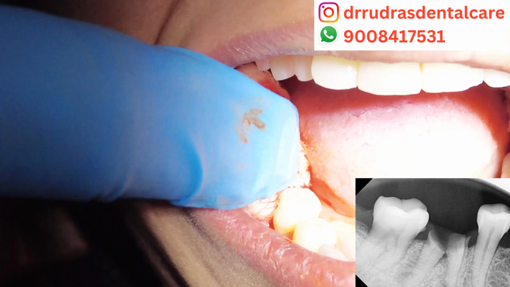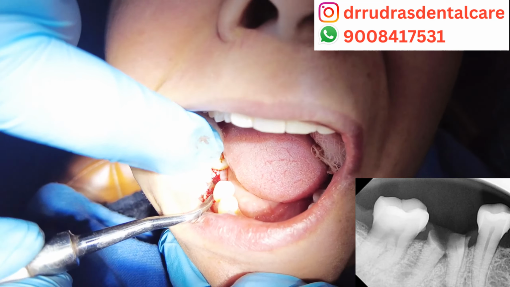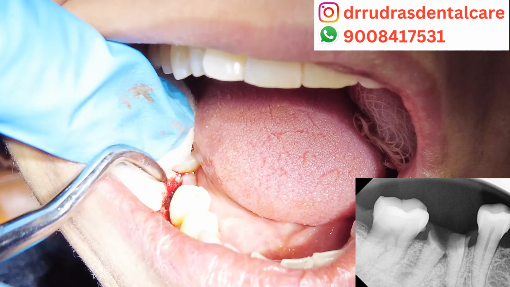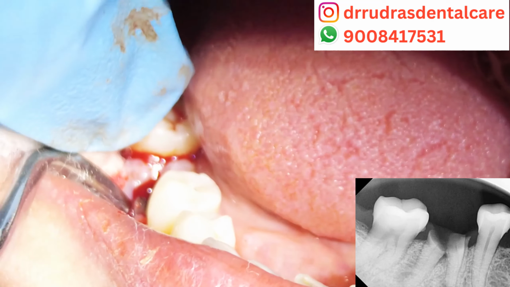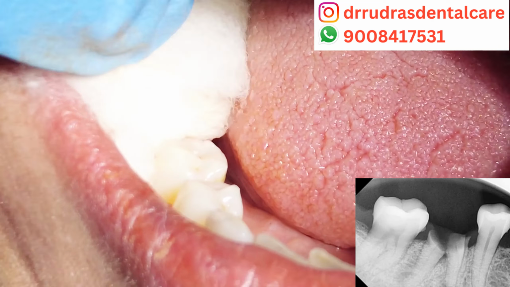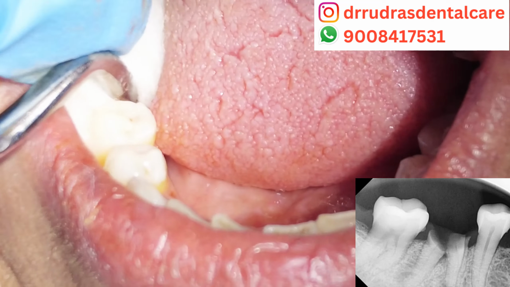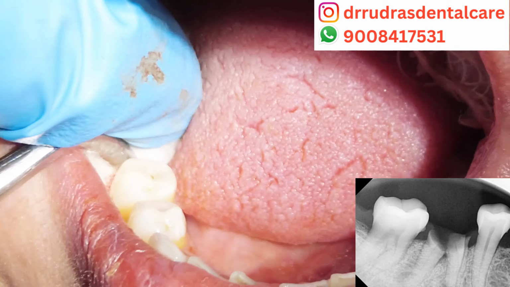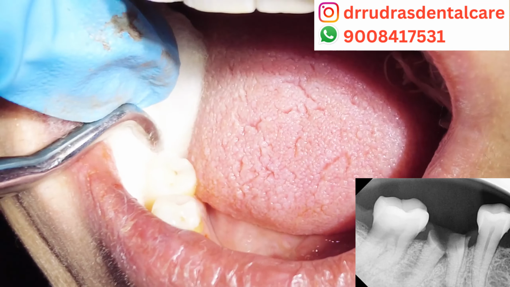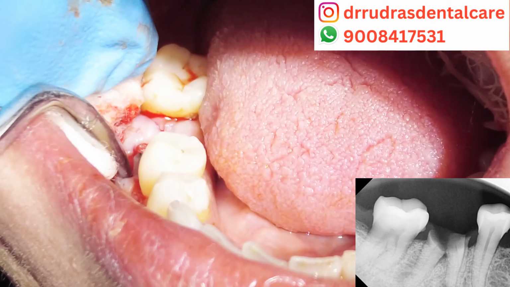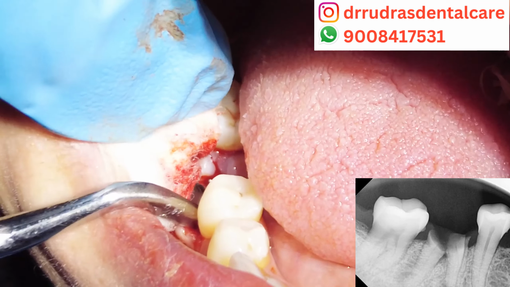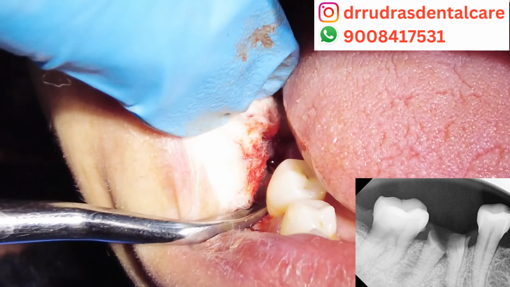So we have luxated the tooth, and now we're using another elevator so we can take out the last remaining portion of the tooth, and the tooth is already, as you can see in the pictures, getting mobile. The tooth is already mobile.